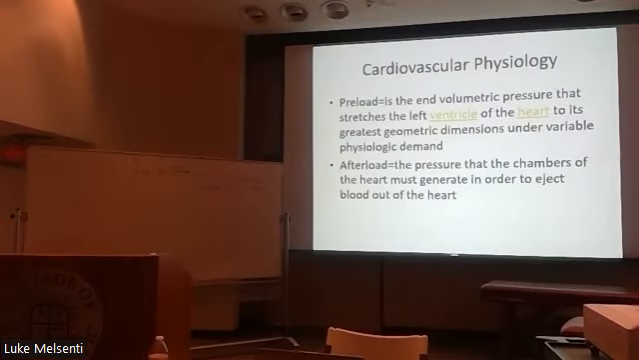Preload. This is the end volumetric pressure that stretches the left ventricle of the heart to its greater geometric dimensions under variable physiological demand. So as you're loading the blood into the ventricle, it stretches. That's preload. What's going to happen if it stretches? It's going to rebound, right? So you get this stretch, it's called the Starling law. As it stretches, it's going to rebound and you get a better contraction of the heart. You get more blood out, a higher ejection fraction, okay?